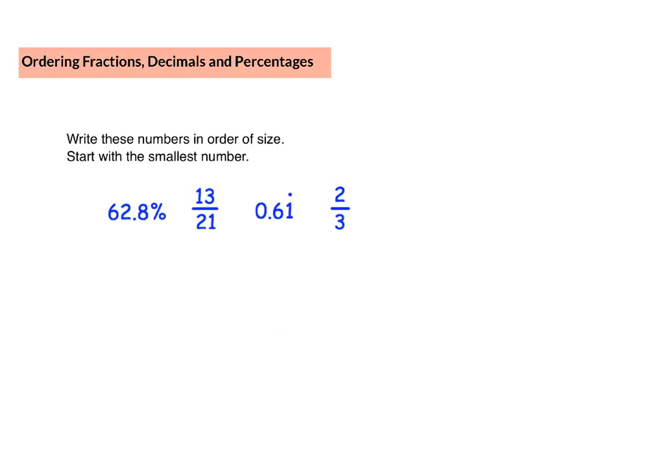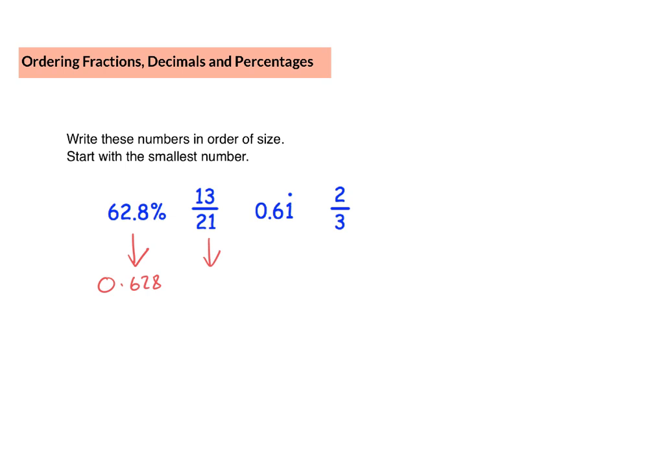As I said previously, the most powerful form is decimals, and that's because we can convert percentages and fractions directly to decimals. So when we're asked to compare the size of a selection of percentages, fractions, and decimals, we put it in decimal form. So here we have 62.8%. As a decimal, we would just divide that number by 100. We get 0.628. 13 over 21.